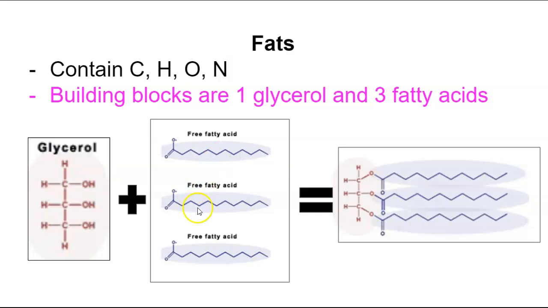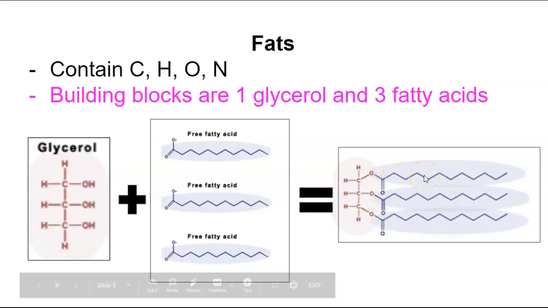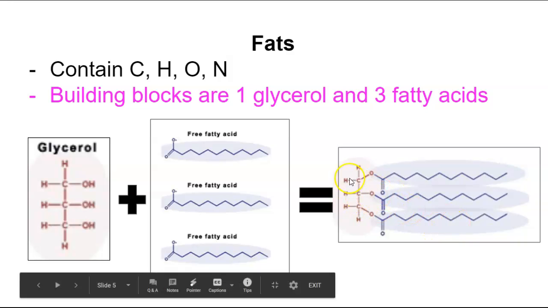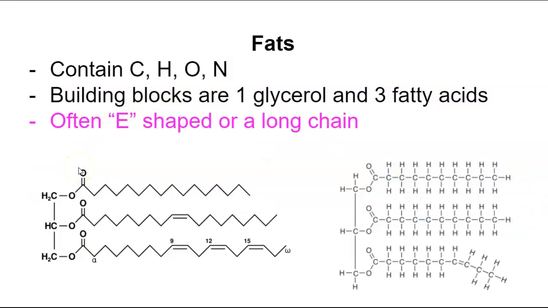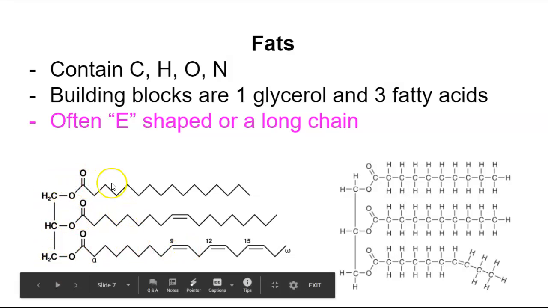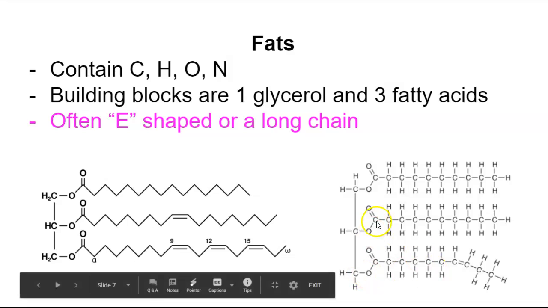You'll notice when we put these 3 fatty acids together with this guy, it kind of looks like a really long, really bad letter E. That's one of the shapes that a fat or a lipid can take. So they're often E-shaped. Sometimes they're just a long chain, but a lot of times we see this 1, 2, 3, this kind of letter E. And I know it's a little bit tricky to see, and it's not really a letter E, but usually we see these 3 parts attached to this one long skinny part.